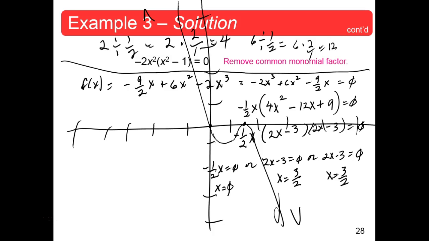Easy to do a test point. What's one that would be pretty simple to do? One again, okay? Let's try one. Okay, f of 1 would be, I really like 1s. The only one I like better than 1 is 0, okay? But 1 will be just your coefficients. Minus 9/2 because x is 1, plus 6 because x is 1 and x squared is 1, minus 2 because x cubed is 1, okay?